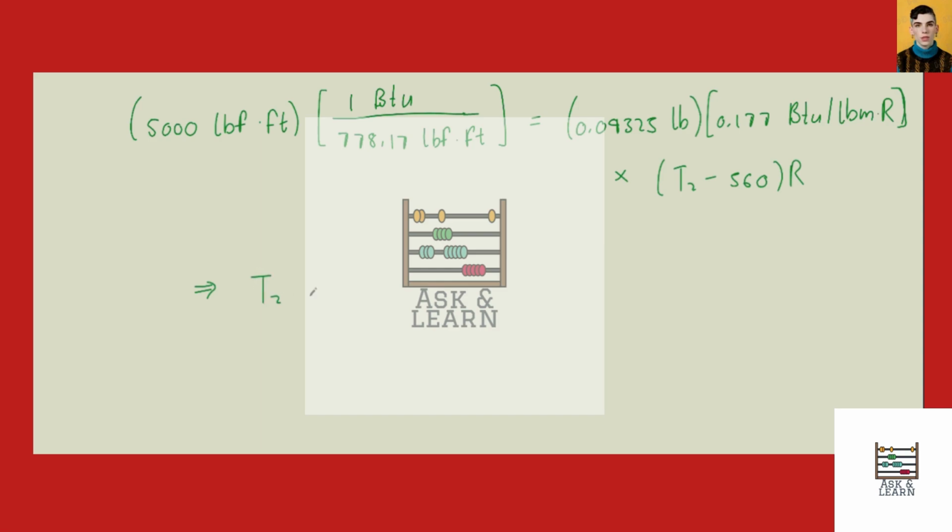So if we rearrange this equation, we find the temperature of the nitrogen after the paddle wheel has done 5,000 pound-feet of work to be 949 R, which is equal to 489 degrees Fahrenheit.